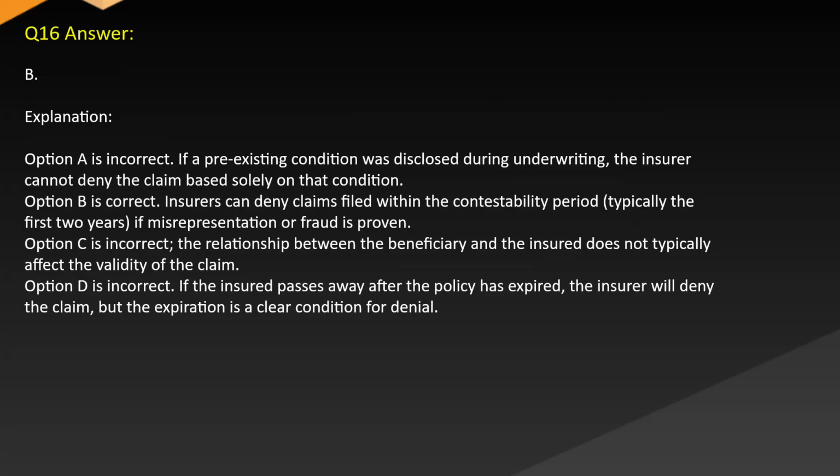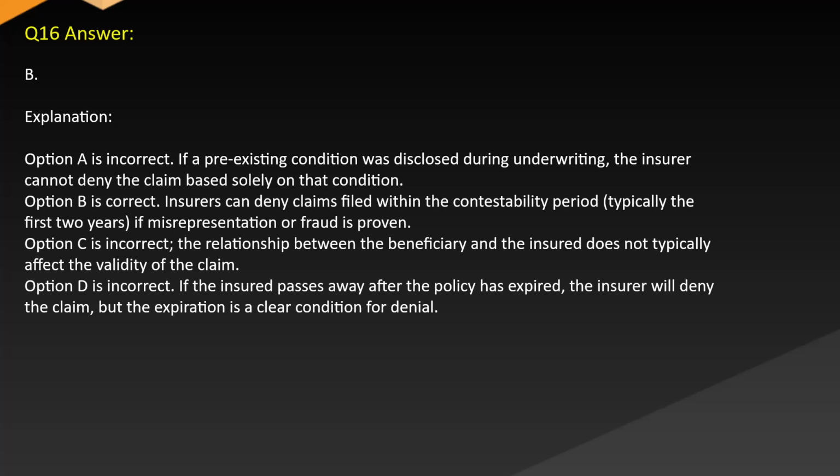Answer B. Explanation. Option A is incorrect. If a pre-existing condition was disclosed during underwriting, the insurer cannot deny the claim based solely on that condition. Option B is correct. Insurers can deny claims filed within the contestability period, typically the first 2 years, if misrepresentation or fraud is proven. Option C is incorrect.